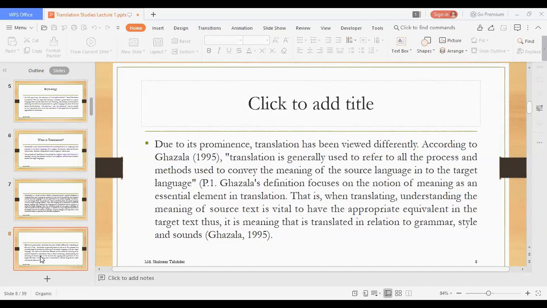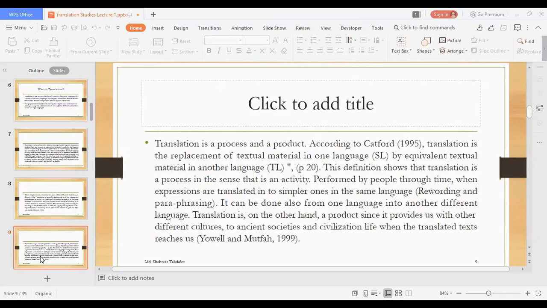Now here it goes in the next slide, slide 9. It says that translation is a process and a product. According to Catford, translation is a replacement of textual material in one language, that is the source language, by equivalent textual material in another language. So this is another definition he's saying. Catford is saying that it is a replacement of textual material from the source language to another language.